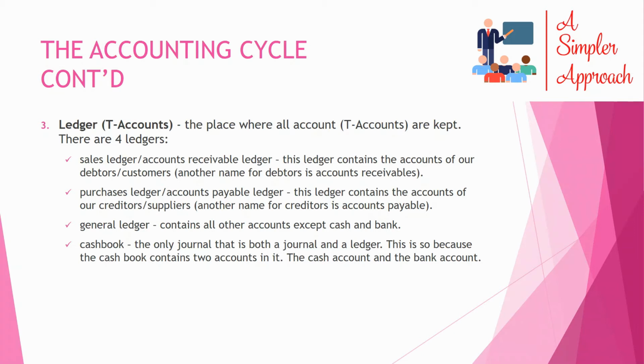And note, a few minutes ago, we looked at journals and we recognized that the cash book is a journal. And here we are seeing that the cash book is also a ledger. Remember this, the cash book is the only book that is both a journal and a ledger. Why? It is a ledger because 2 T accounts are placed in it, the cash account and the bank account.